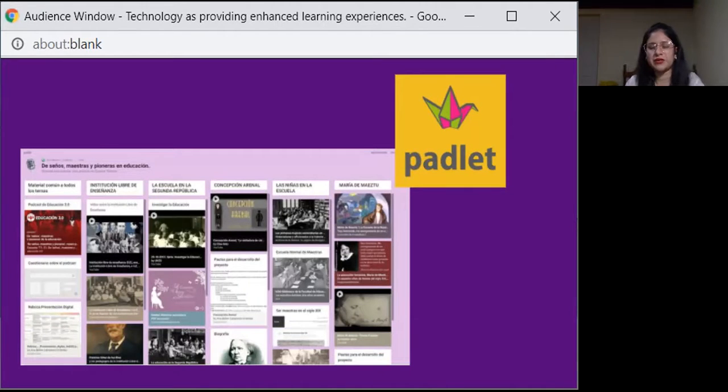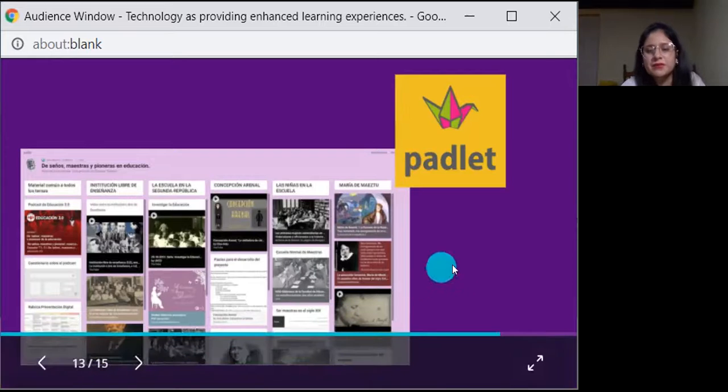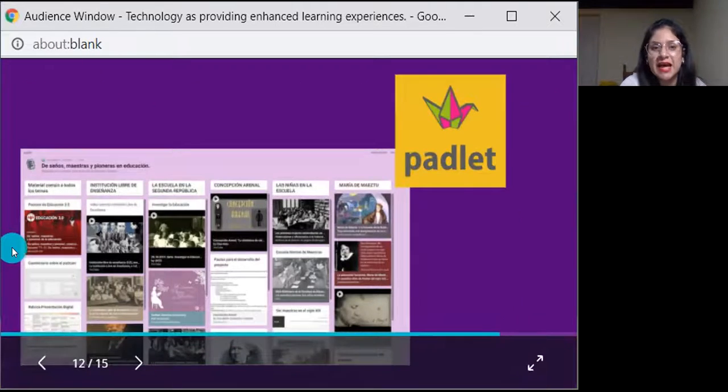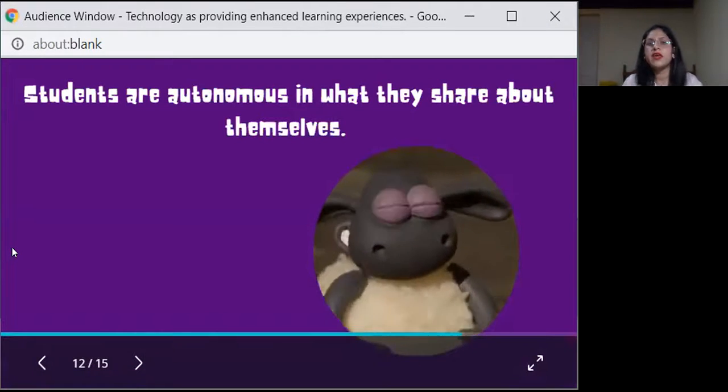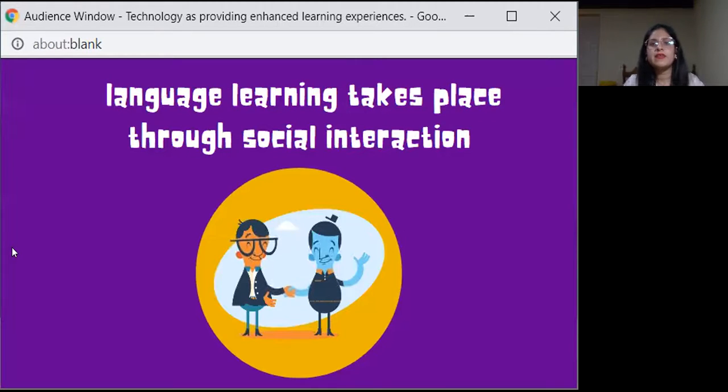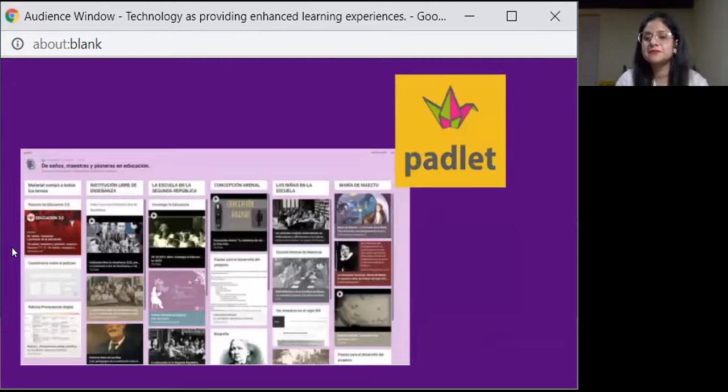How does Padlet work? Take a look at the picture. They publish their work about any topic they are talking about, and other students can comment about what they think. They can give a like, a dislike, a heart, anything that they want. So we relate this app with the second principle: they are autonomous in what they want to share. Language learning takes place through social interaction, through technology. That's why we are using Padlet.